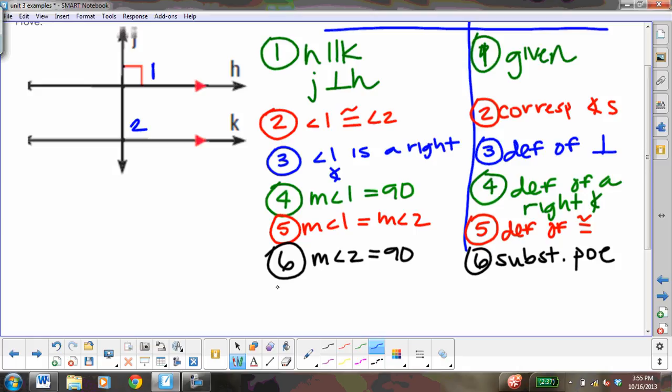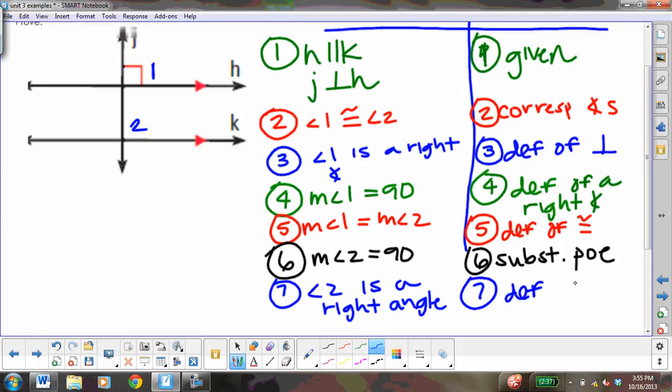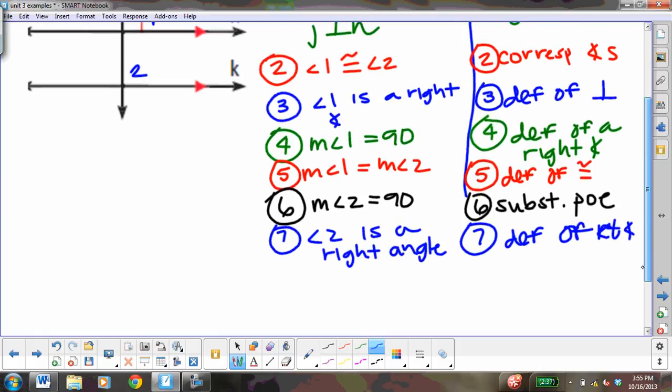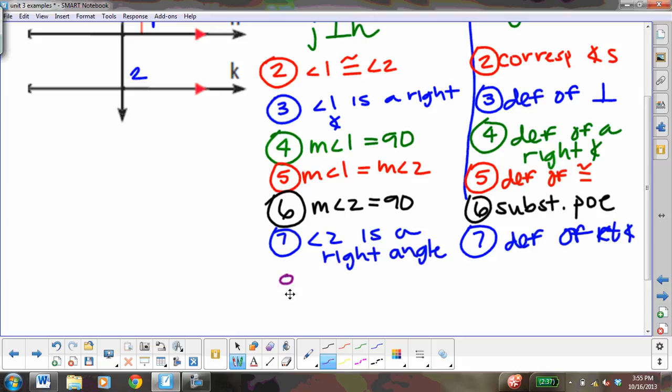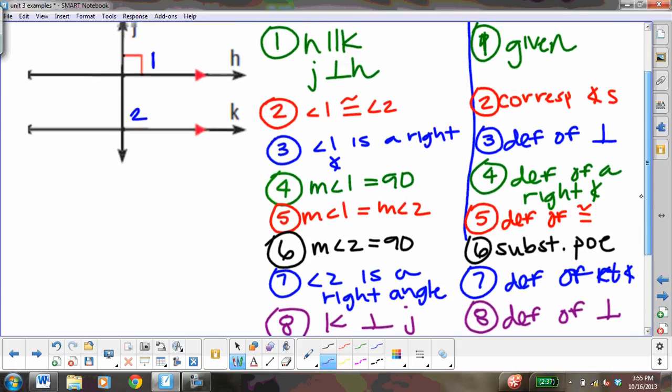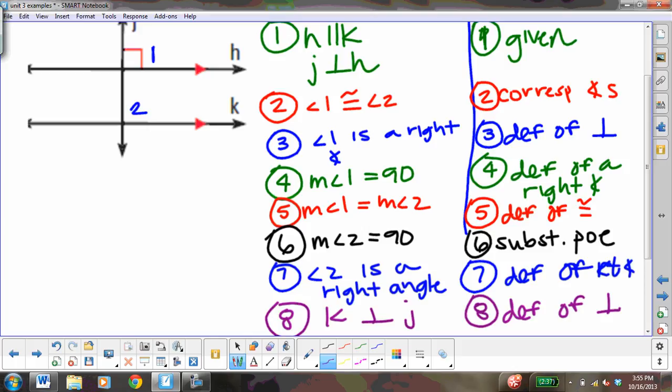And since angle 2 equals 90 degrees, angle 2 is a right angle. And that's the definition of a right angle. And so since angle 2 is a right angle, that means that k must be perpendicular to j because of the definition of perpendicular. And there we have it. K is perpendicular to j.